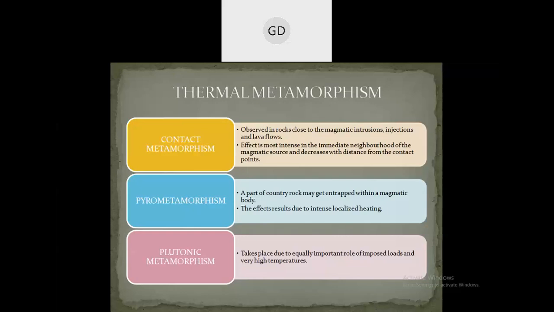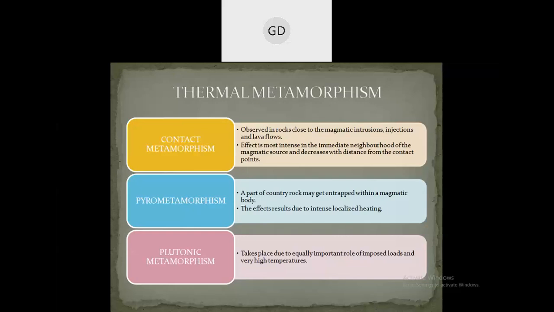So in this case, the heat from this magmatic source travels through the body of the surrounding rocks, and they undergo some structural and some mineralogical changes. And these structural and mineralogical changes also depend upon their original composition, and also on the intensity of the heating effects.